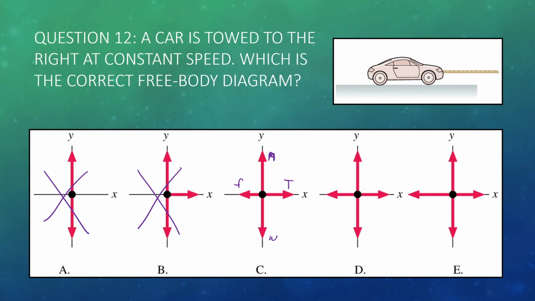Well, keep in mind, it says that this is moving at a constant speed. That means there is no net force. So all of the forces should be equal and opposite, and that's what D shows. D shows our equal and opposite forces. So that is our answer.